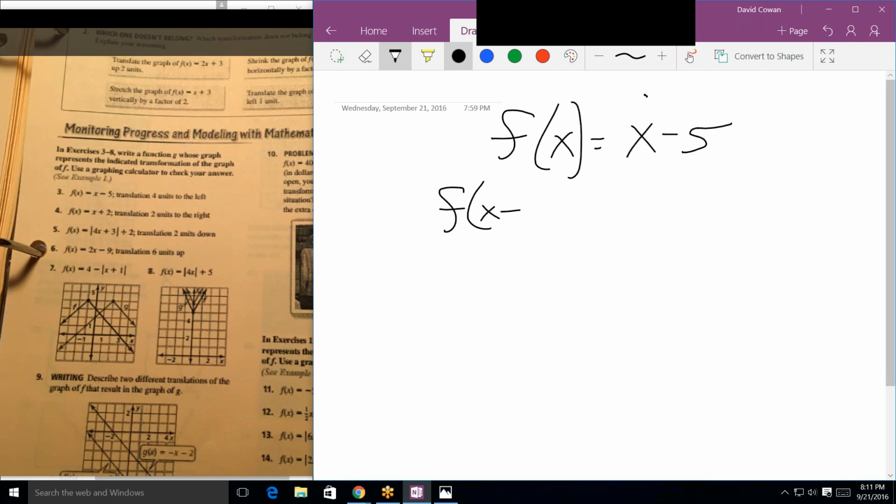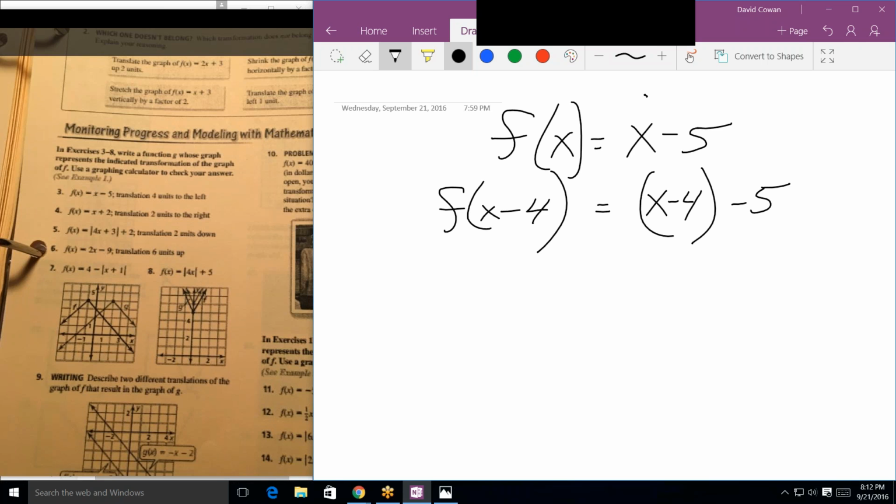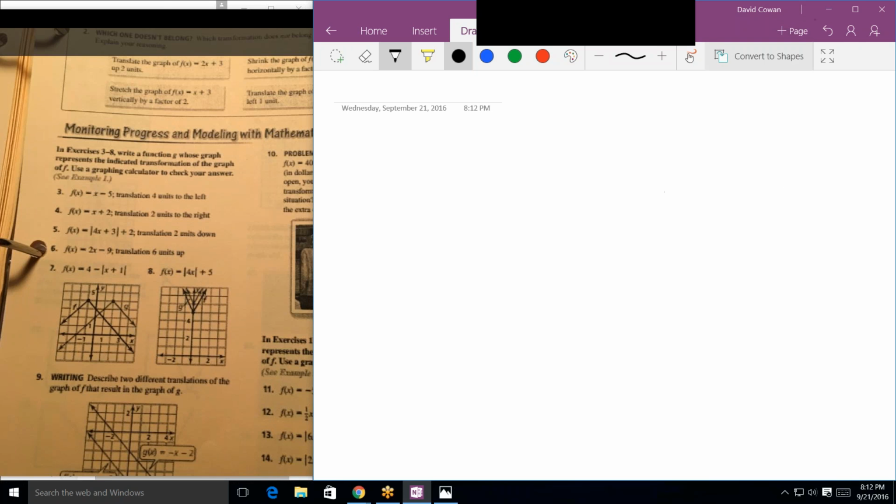Well, it would be this. And this is a key thing to understand with transformations, is how to write them in f of x notation. When they say translate it 4 units to the left, it means instead of writing f of x, I'm going to write f of x minus 4. So I'm going to substitute x minus 4 wherever I see x. And what I end up with is what you said, x minus 9. Okay? Cool.